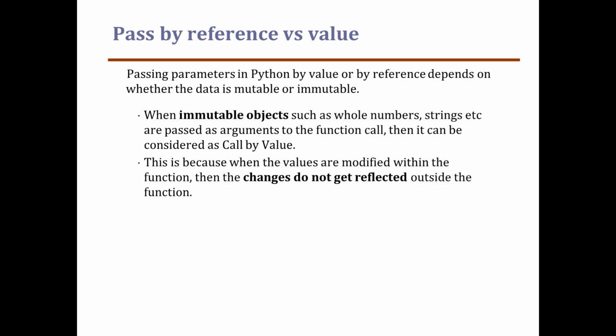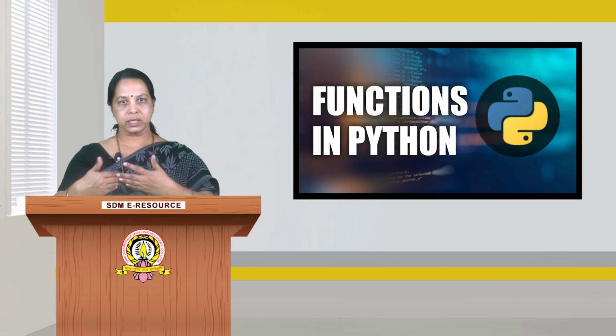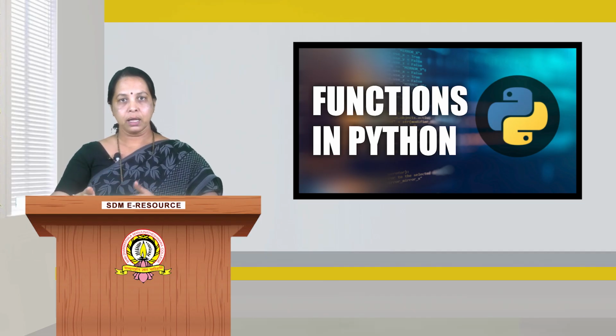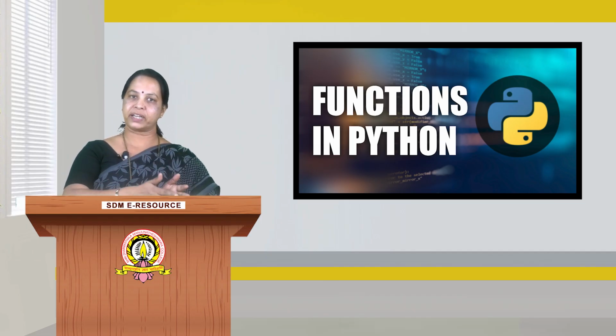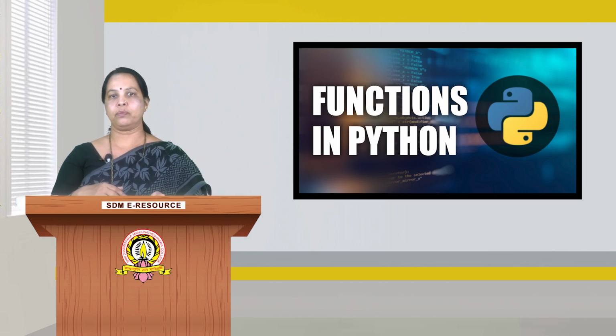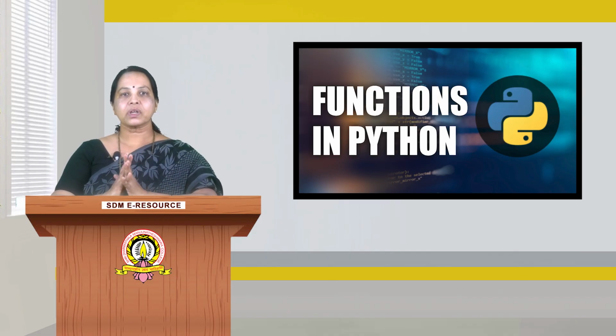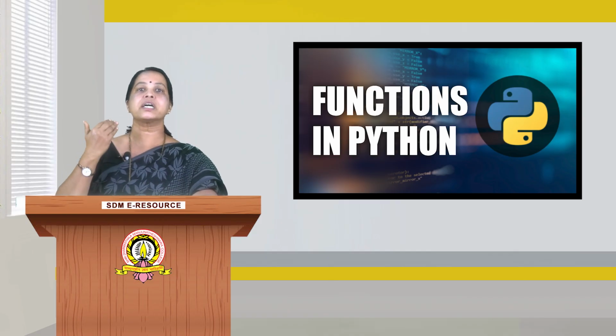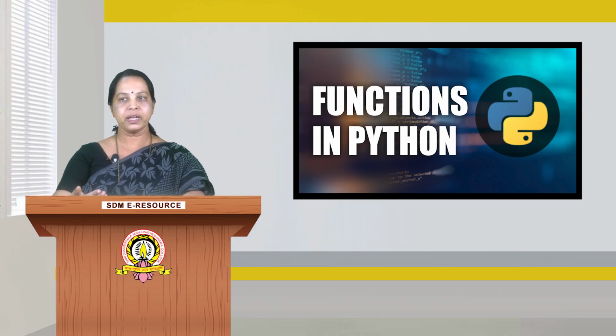You might know that when the parameters are passed by value, whatever changes are done in the function are not reflected in the calling function. The subfunction can use the parameter and can alter it, but the modification done is not reflected. When the control comes back to the calling program, it retains the original value. So, when immutable data are passed, it is said to be call by value.